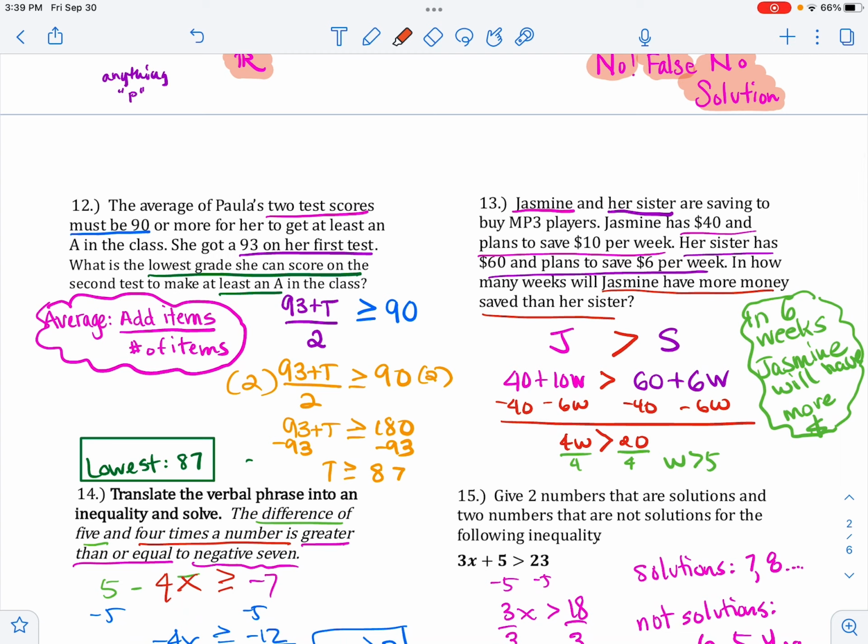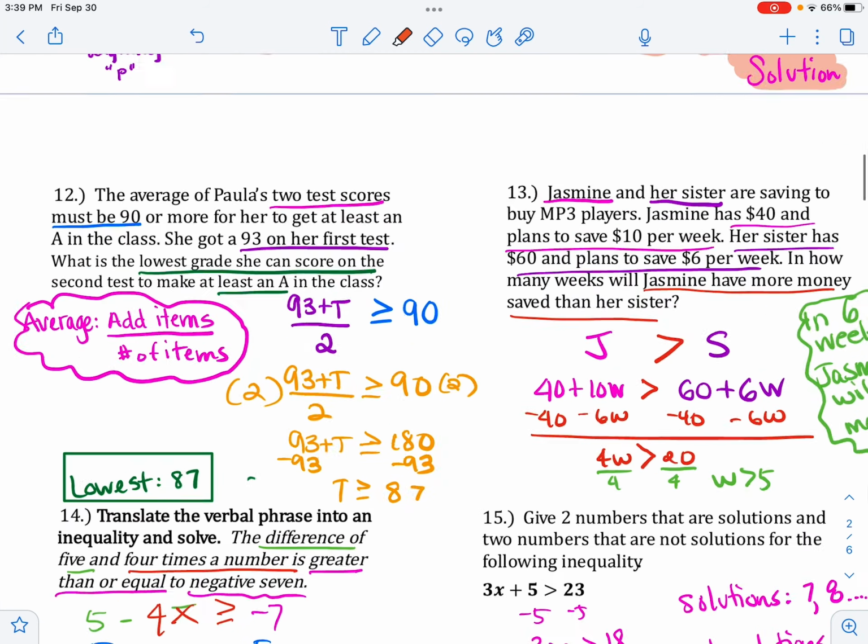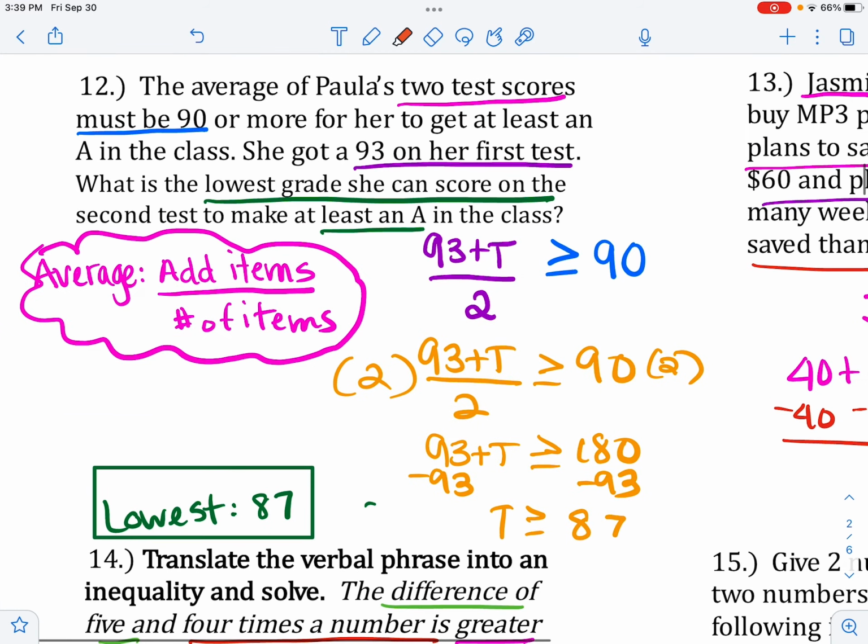Number 12, finally getting to our part of our word problems here. The average of Paula's 2 test scores must be 90 or more for her to get at least an A in class. She got a 93 on her first one. What did she get on the second one, or what's the lowest she could get and still get an A, at least an A? So in order to do this, you have to know how to solve for an average.